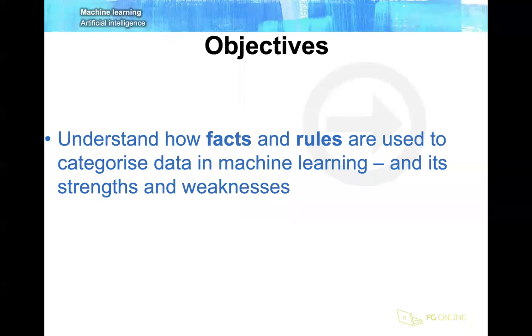So the objective for today is to understand how facts and rules are used to categorize data in machine learning and its strengths and weaknesses.